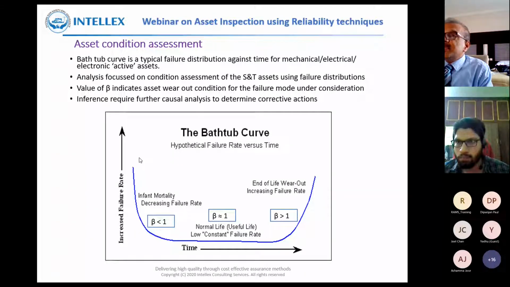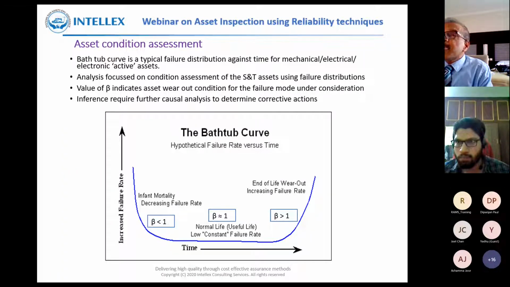So this is the asset condition assessment. We focus the analysis to estimate the beta and derive conclusions from it.